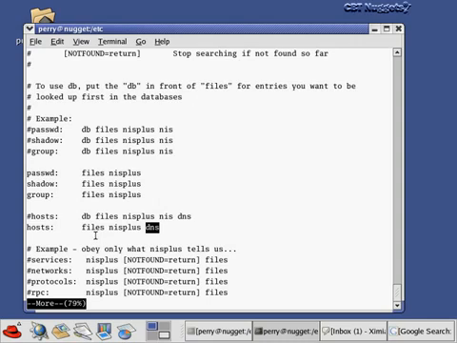So that's the order in which we should try to resolve host names, and this is all done in such a way that we try to minimize the amount of time that we go out on the network and have to resolve them that way. We try to resolve them locally first.